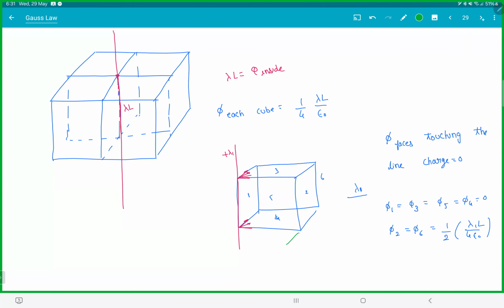Same logic I can use for the green line, lambda 2. For lambda 2, who is touching? 2 is touching, 6 is touching, 4, and 5 is also touching. Who is not touching? 1 and 3. So they will take equal flux, 1 by 2 lambda 2 L by 4 epsilon. There is no common face. So 1, 3, 2, 6 will have flux, and 5 and 4 will always have 0. Easy?